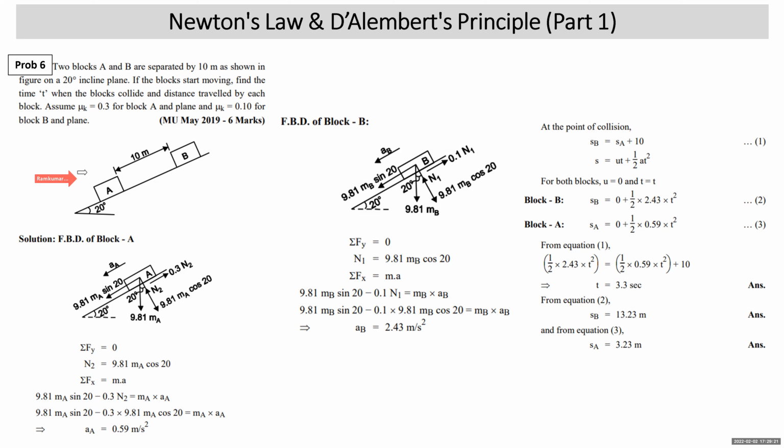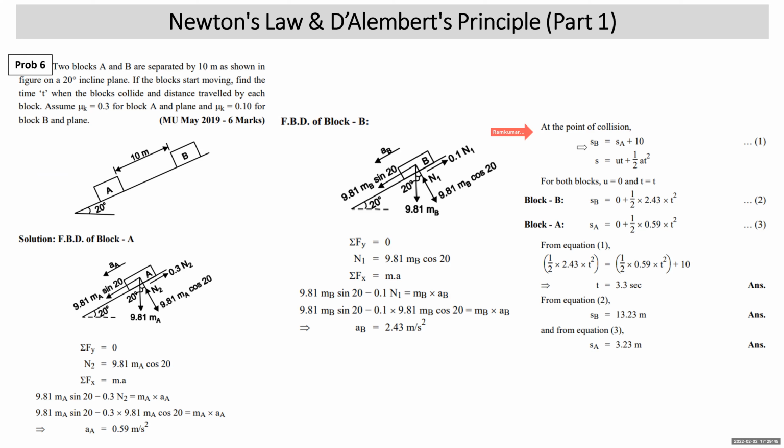Now, after finding the acceleration of each block, we understand that at the instant when the two blocks collide, the upper block B has to travel 10 meters more than the distance traveled by block A. So at the point of collision, or point of contact, SB will be equal to SA plus 10. This is what we need.